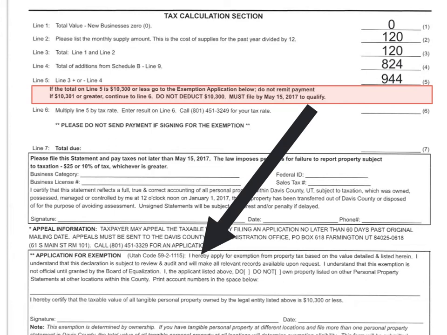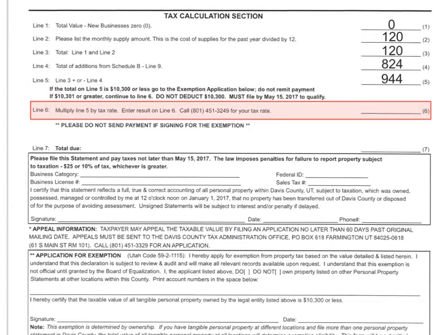In order to do this, you must file by May 15th, and you must have listed all of the assets that are being used in your business. If you are signing for the exemption, please do not send money. Even though in this example, the taxable value is below the exempt amount, we're going to show you how to calculate the tax in case the total taxable value for your account is greater than $10,300.